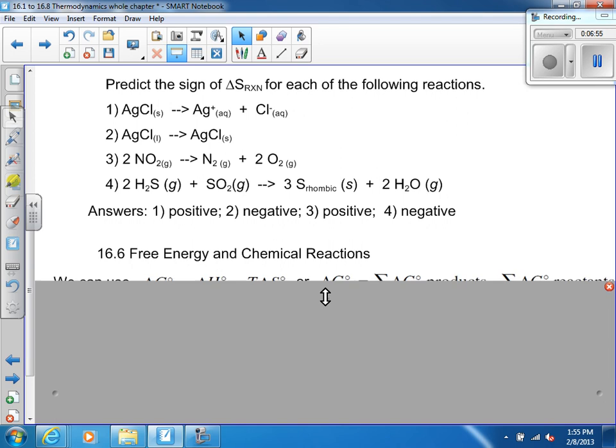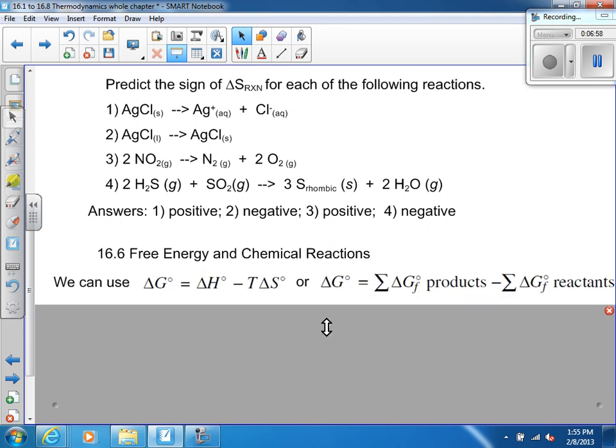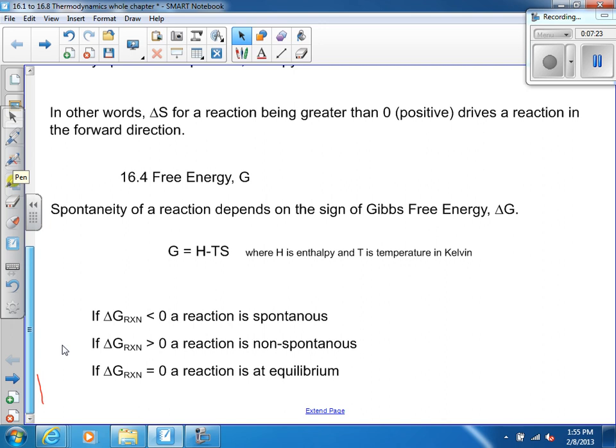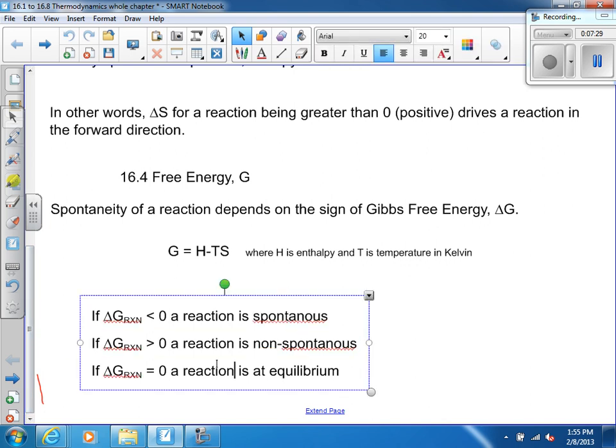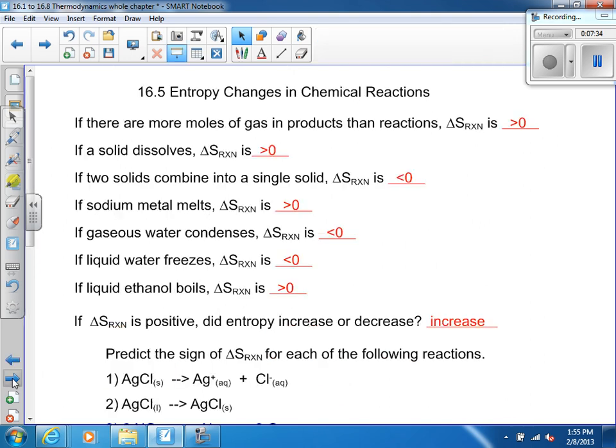Okay, moving on. Free energy and chemical reactions. You've seen this equation right here before. Delta G of a reaction is products minus reactants. And we have a new equation relating delta G, Gibbs free energy, to enthalpy and entropy. So notice, we already said Gibbs free energy, if this is negative, the reaction is spontaneous. That was right back here. This stuff right here is extremely important, all 3 of these. So less than 0, spontaneous, greater than 0, non-spontaneous.